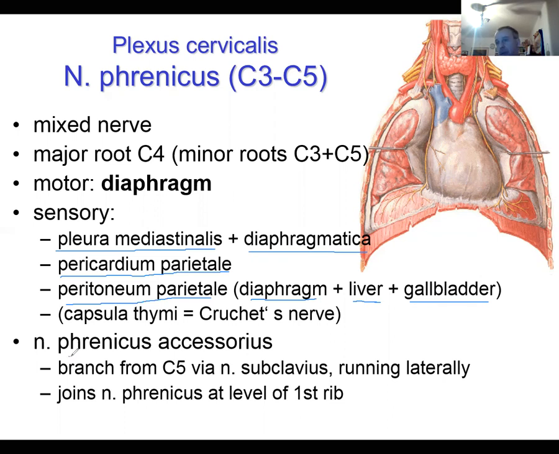Quite interesting information is that we have accessory fibers which come from C5. They run together with the subclavian nerve, but then they leave it, run laterally, and join the phrenic nerve at the level of the first rib. So that's the accessory phrenic nerve, and the neurosurgeon has to think about that, not to cut it during operations, to save the full function of the diaphragm.